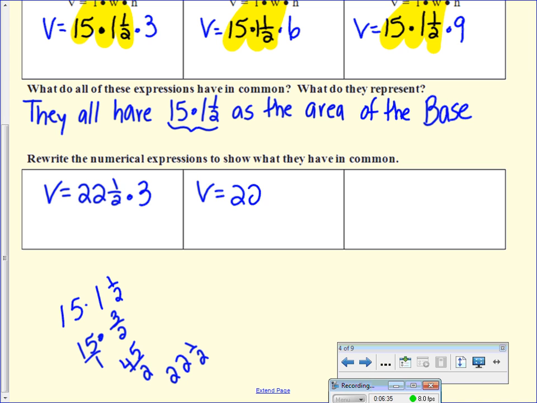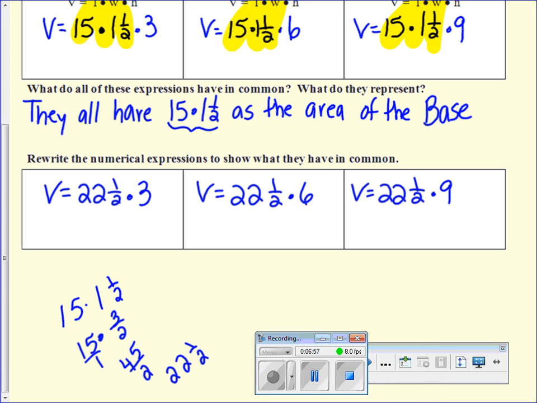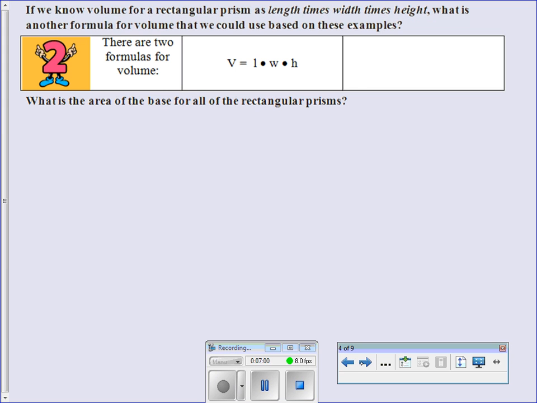The volume of the second one is 22.5 times 6. The volume is 22.5 times 9. All of those rectangular prisms happen to have the same length and width of their bases. So all of their bases have the same area, they just have different heights. I'm going to pause the recording so I could show you an example. So now, instead of saying length times width times height, can anybody think of a new formula for volume?